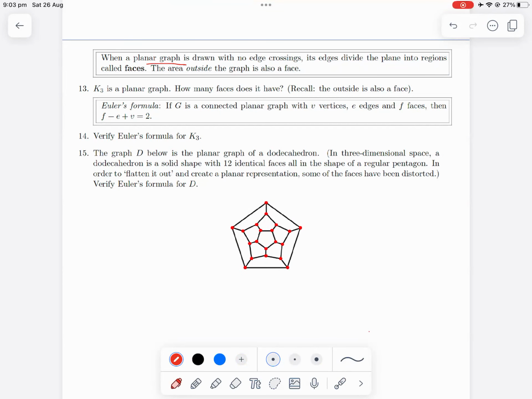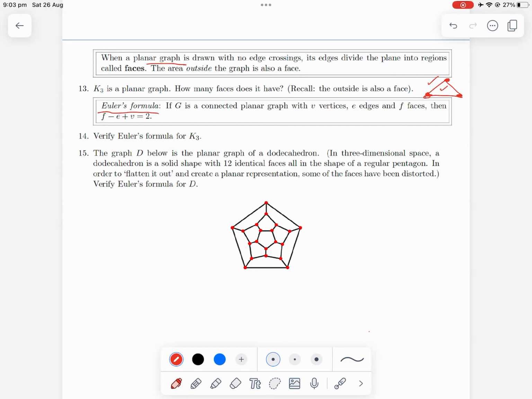When a planar graph is drawn with no edge crossing, its edge divided the plane into regions called faces. The area outside the graph is also a face. Okay, so K3 is a planar graph. How many faces does it have? So can I have this one? K3 is like this guy. So 1, 2. So just two faces it has.